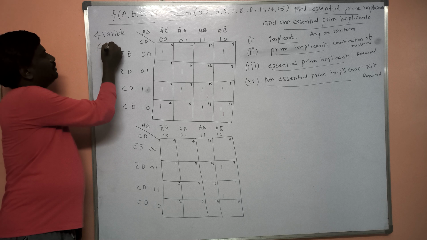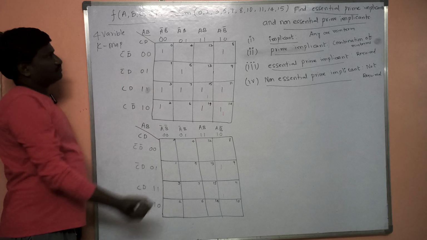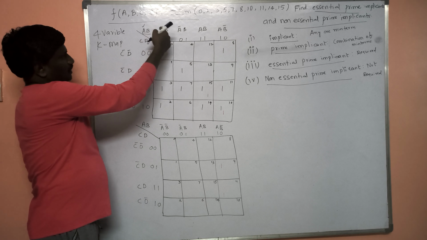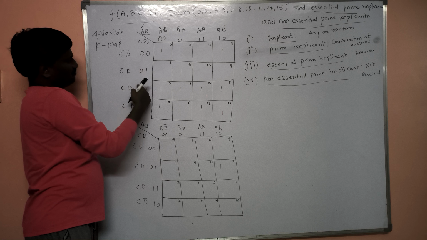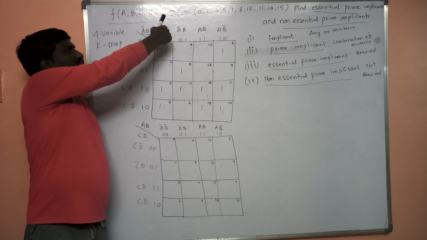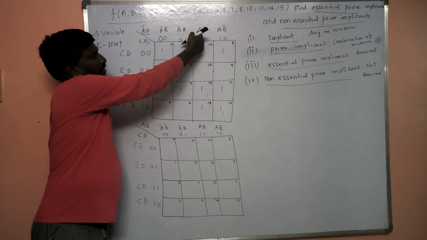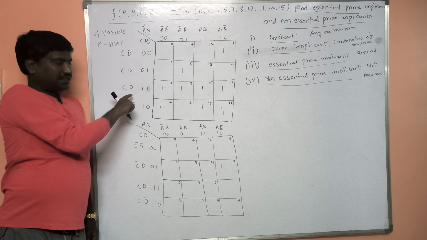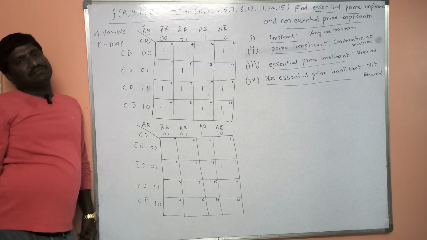This is the map I have already drawn here, where A is the MSB and D is the LSB. AB is 00, 01, 11, 10, and CD is 00, 01, 11, 10. For the sake of reference, I have given here 00 as A bar B bar, 01 as A bar B, then AB, then AB bar. Similarly, C bar D bar, C bar D, CD, then CD bar. This will be useful when you are writing the min terms.